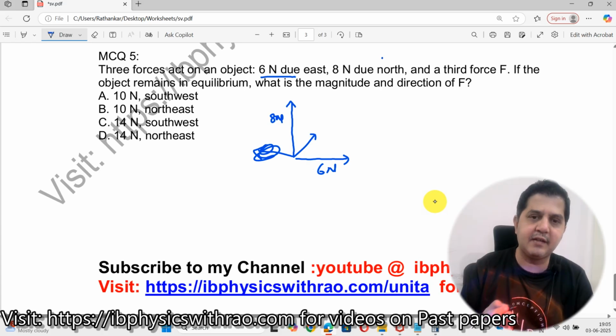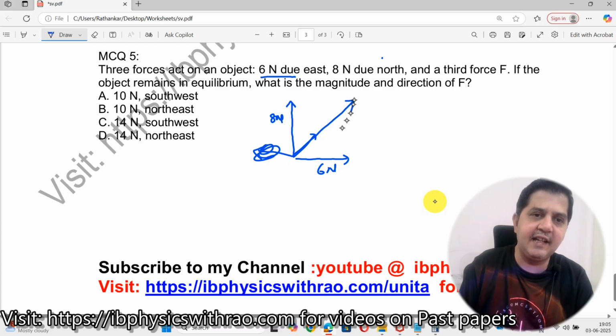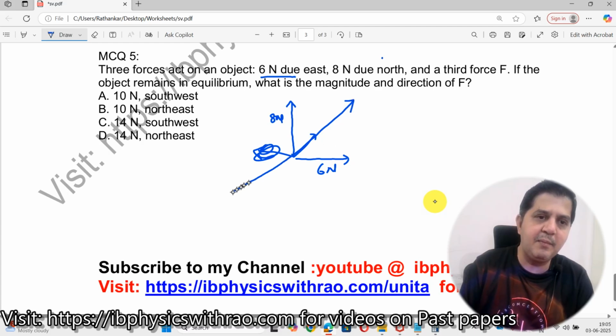So how should it act? That's the first question you need to ask. See, if the resultant of these two is acting like this, then we should have one more force acting like this, so that the object which is kept over here should be in equilibrium. So therefore it should be like this.